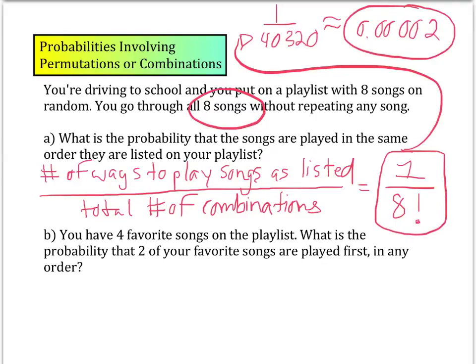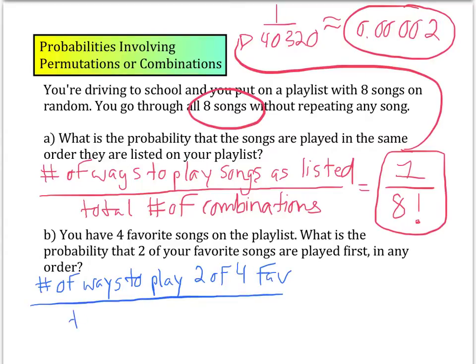In part B of this problem, we have 4 favorite songs on our playlist. We want to figure out what the probability is that 2 of our favorite songs are played first in any order. Well, once again, this is theoretical probability, so we want to start off with words, and that'll help us figure out the numbers. So we want to figure out what the number of ways to play 2 of the 4 favorite songs. That's going to be over the total combination.